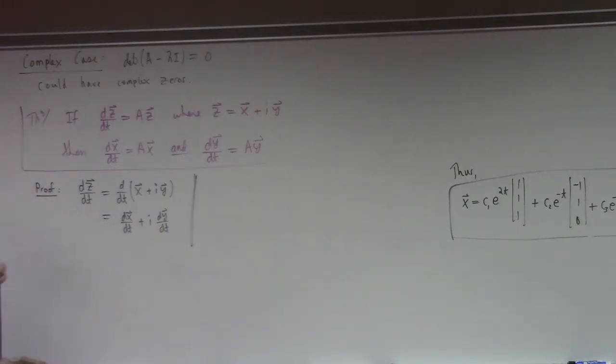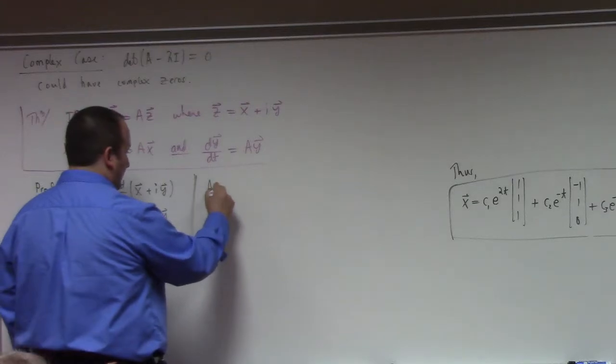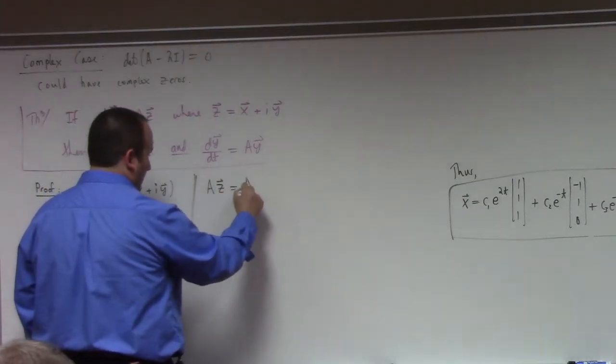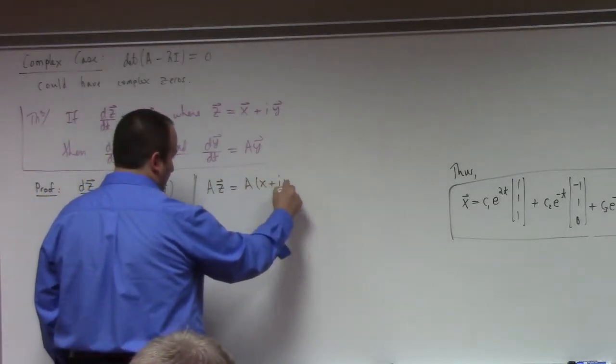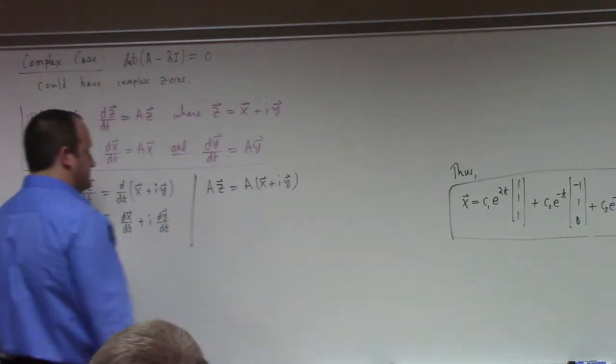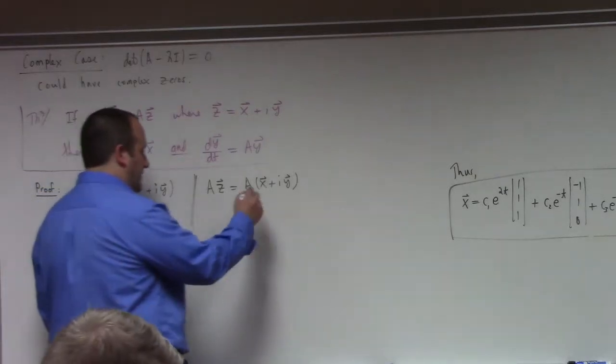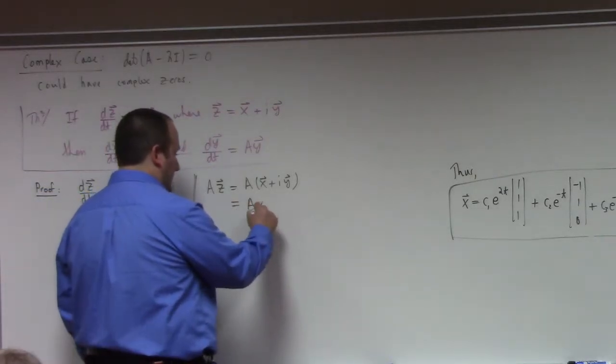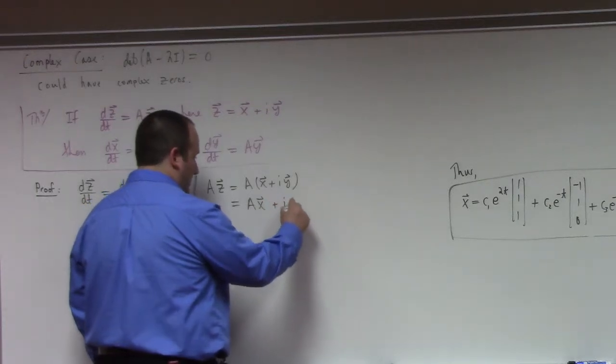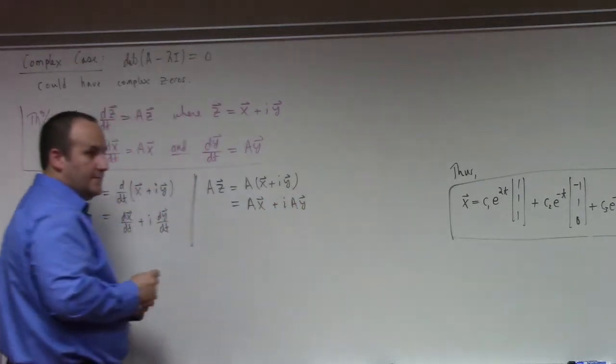All right. One side of the calculation. But the other side of the calculation, if we have A times Z, then by properties of matrix multiplication, matrix column vector multiplication, this is AX. We can pull the i out, right?